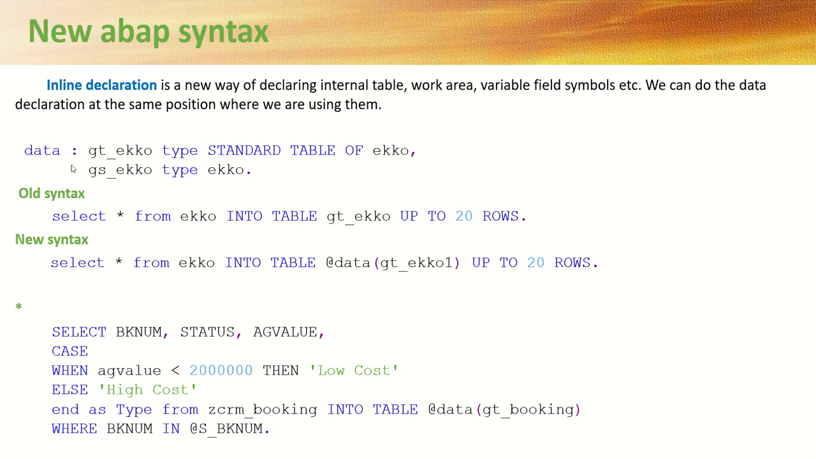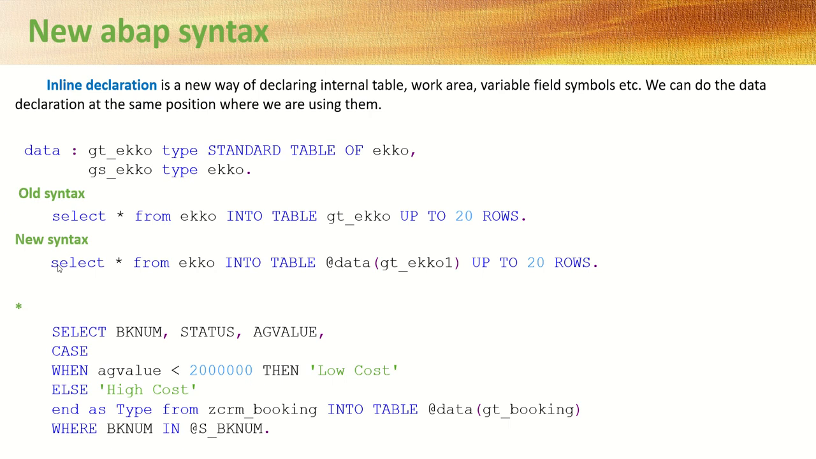Here in old ABAP syntax, what we do, first we define the internal table, structures, variables with DATA. Then we write the select query like this. Suppose if you want to select all the fields, then the select query will be like select all from EKKO into table GT_EKKO. And this GT_EKKO first we declare with the DATA keyword.